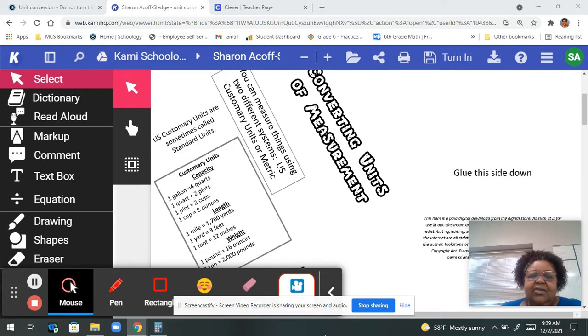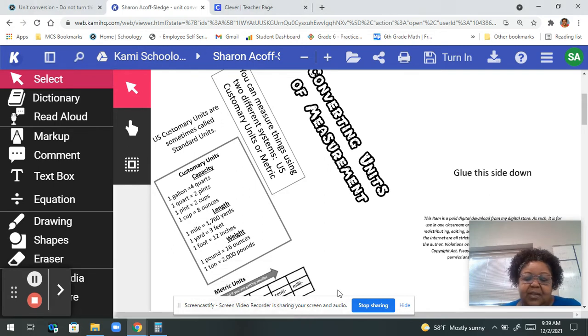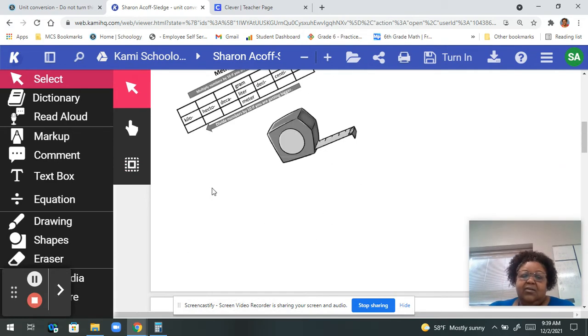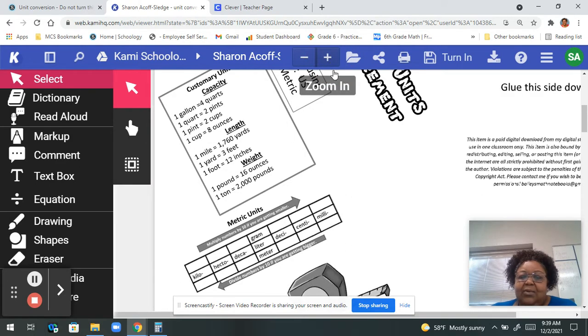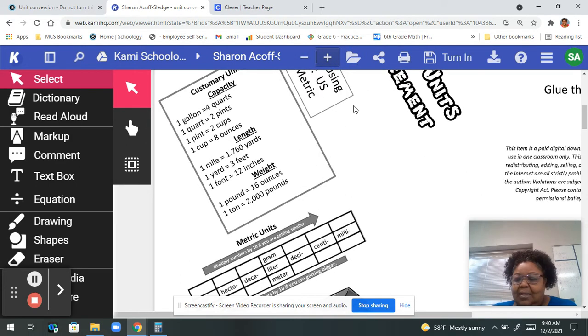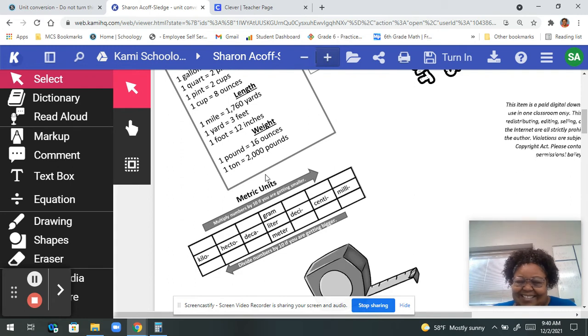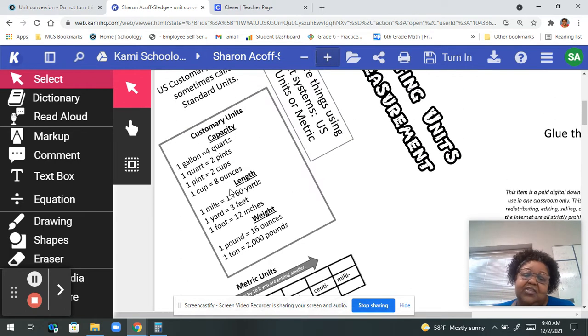These are U.S. customary units. We call them standard units, or U.S. customary measurements. There's also the metric system, and something interesting is when I was in grade school, which was in the 70s and 80s, they said then that we were going to switch over completely to the metric system. And we are familiar with it, but we haven't switched over. We still use our customary system.